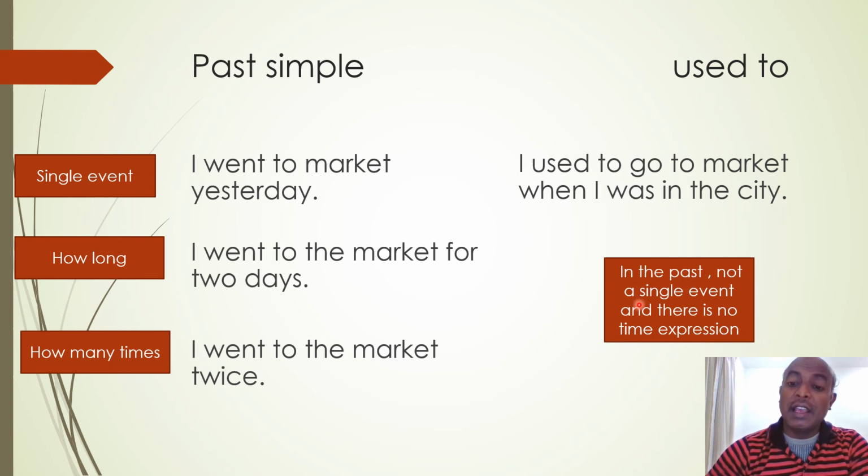It wasn't and it is not a single event, and there is no time expression. We usually don't use a time expression like yesterday. So I used to go to the market when I was in the city. So we don't know how many times, we don't know how long, but we know in the past it happened regularly.